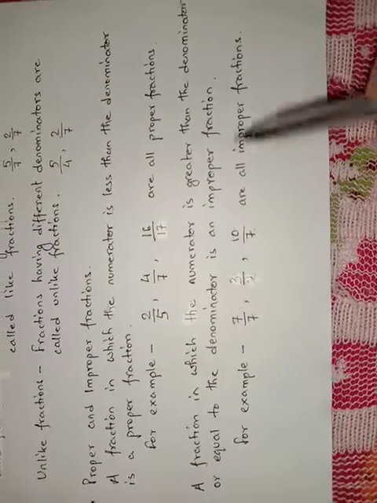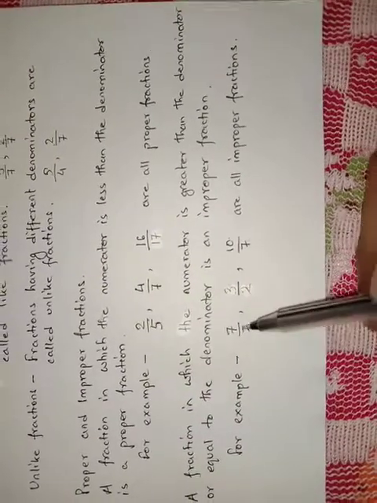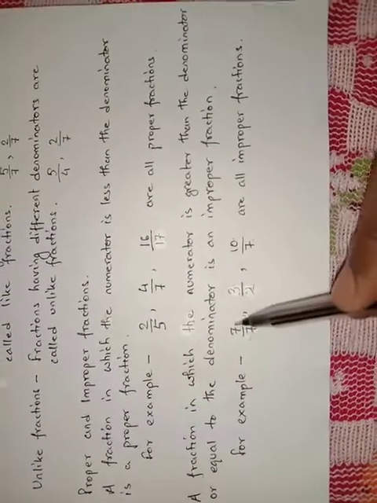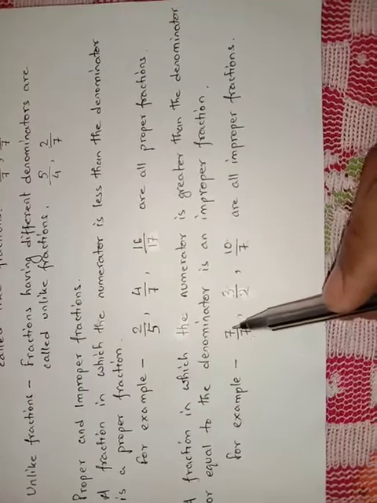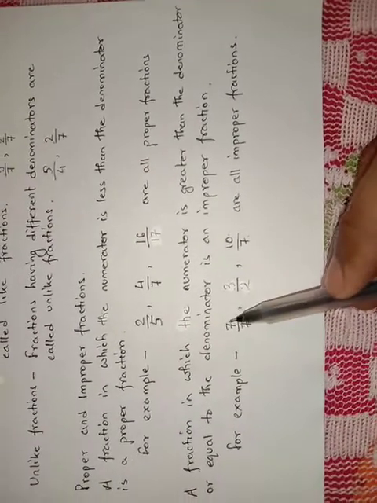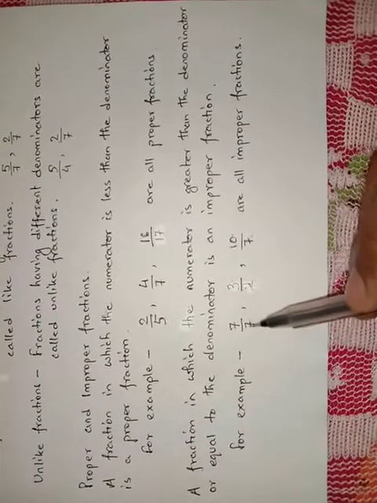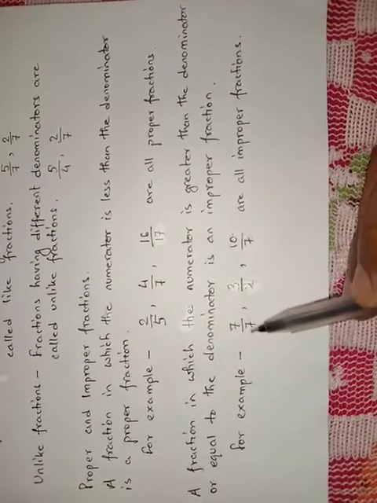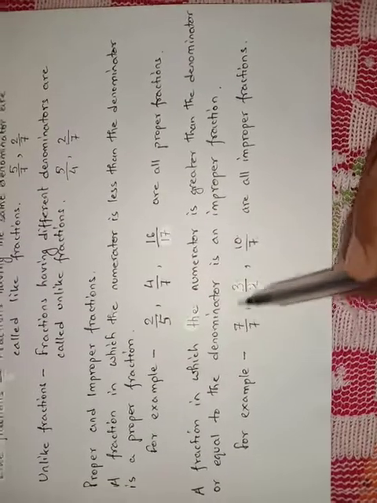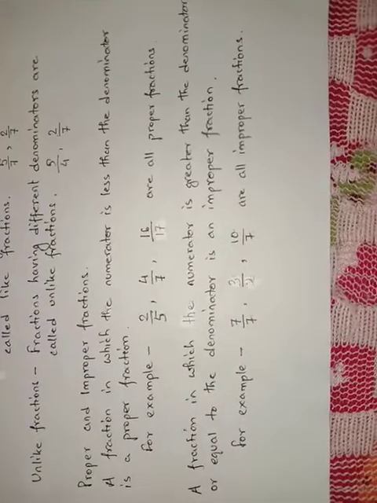Not only this, even if we look at the fraction 7 by 7, here we see the numerator and denominator both are equal. So we call this type of fractions also improper fractions, where the numerator and the denominator both are the same.